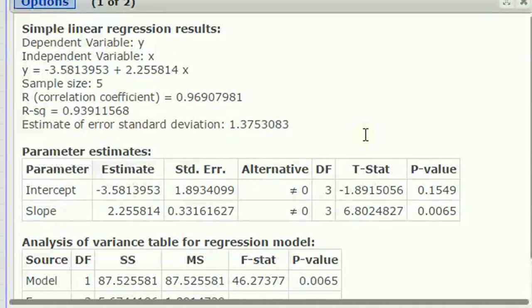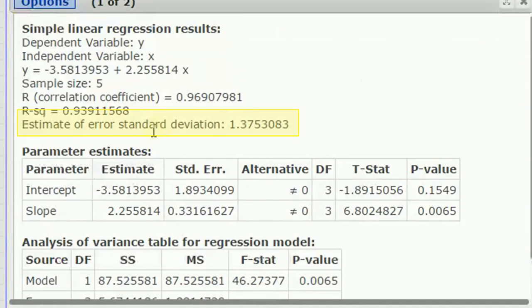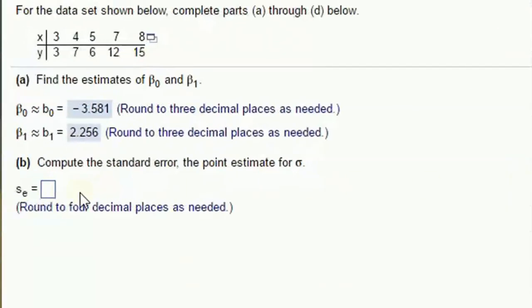estimate for the standard deviation of the error term, which is something that we're not capturing in our model. If our model was perfect, we wouldn't have any difference between our line of best fit and the actual data points. But there is some sort of error. It could be measuring error. It could be other factors that aren't in our model. Whatever it is, we can estimate the standard deviation of that error, and that is the error standard deviation, standard error. That's what it's called, 1.3753. I'm just going to copy it right over to my answers.